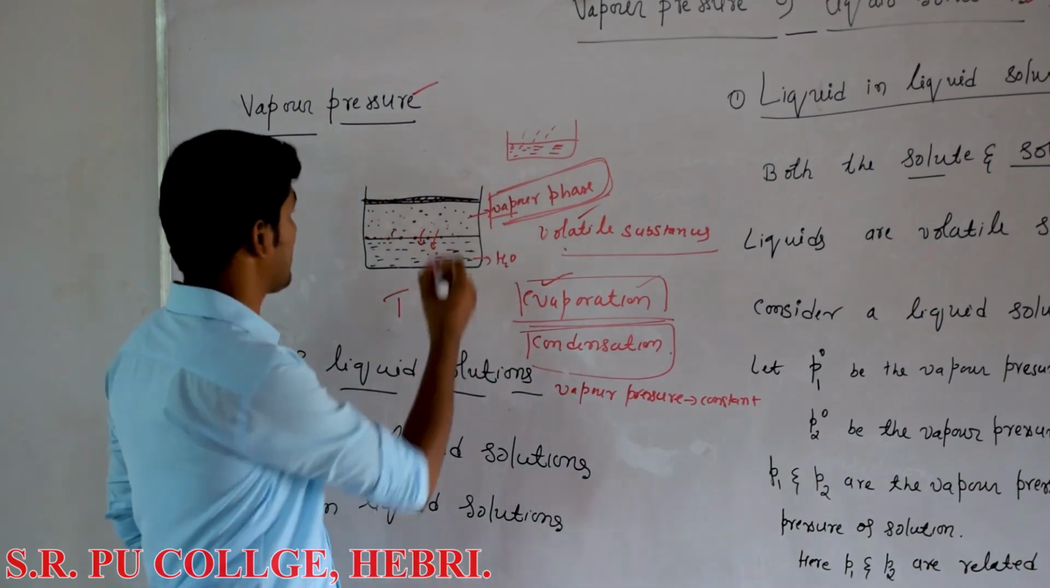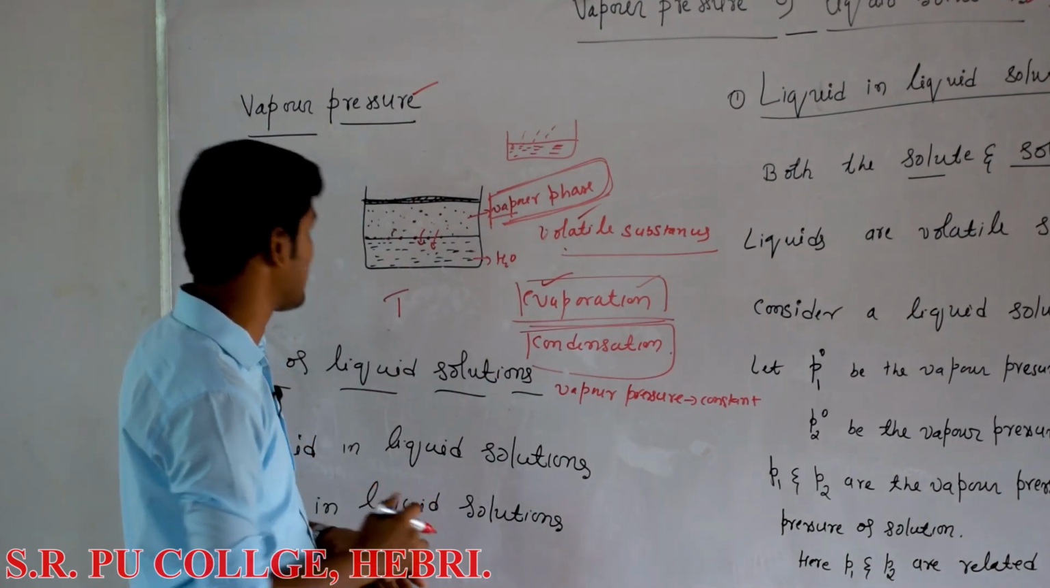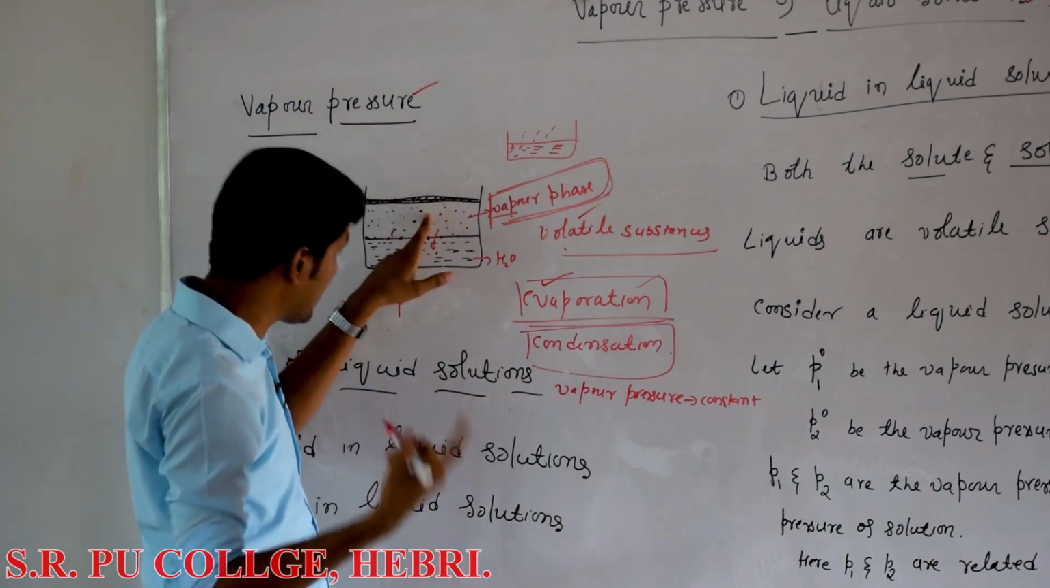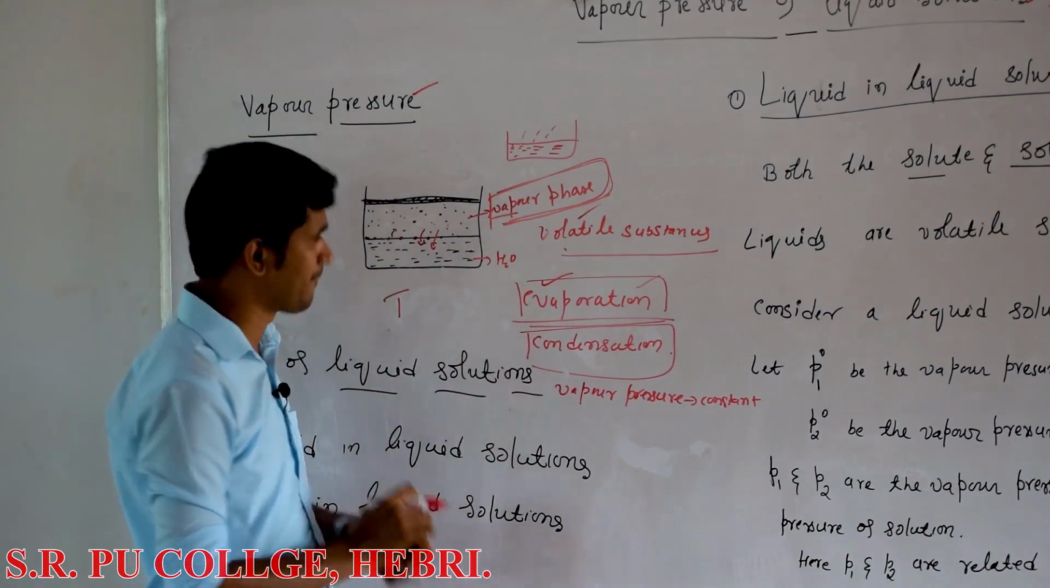As the molecules in the vapor phase increase, the condensation also increases. That means some of the molecules in the vapor phase condense back into the liquid, which reduces the pressure.